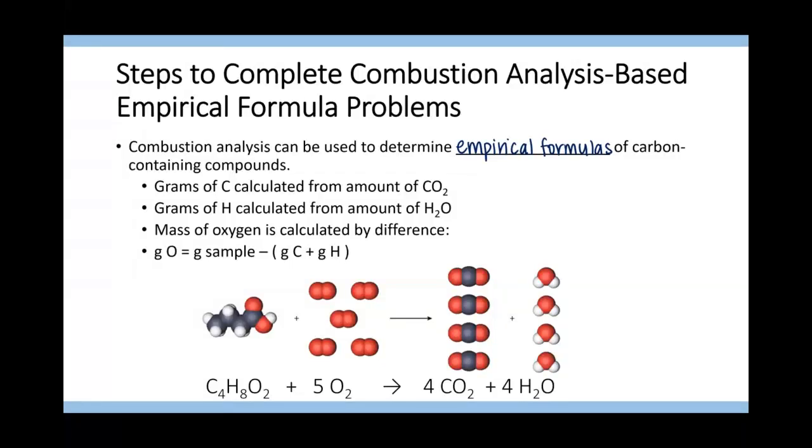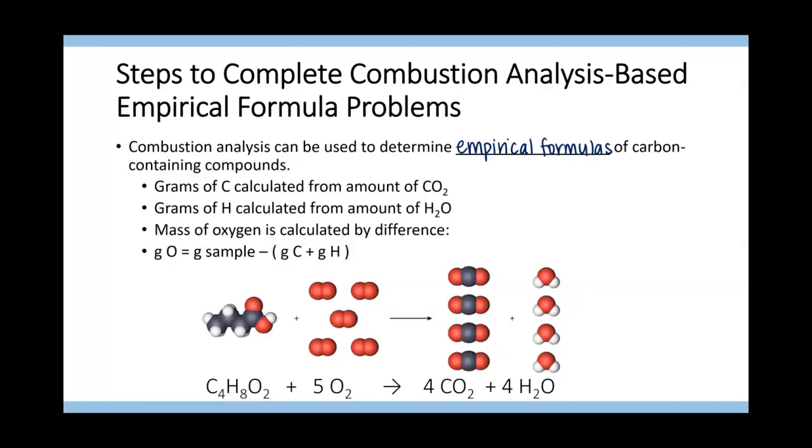Of carbon-containing compounds. This particle picture shows we start with this molecule, C4H8O2. We have 4 carbon atoms. All 4 carbon atoms are part of the CO2 molecules that are produced. We have 8 hydrogen atoms. Those are the white circles here. All hydrogen atoms are part of the water molecules that are produced. So we can go directly from mass of H2O to mass of hydrogen, mass of CO2 to mass of carbon.